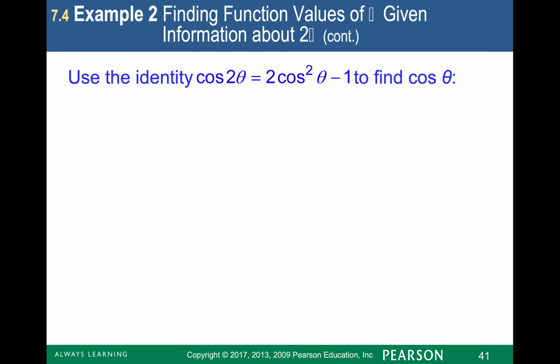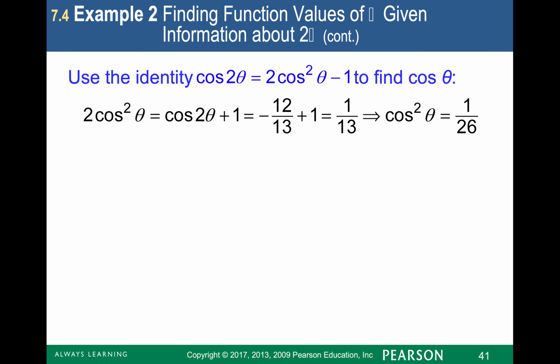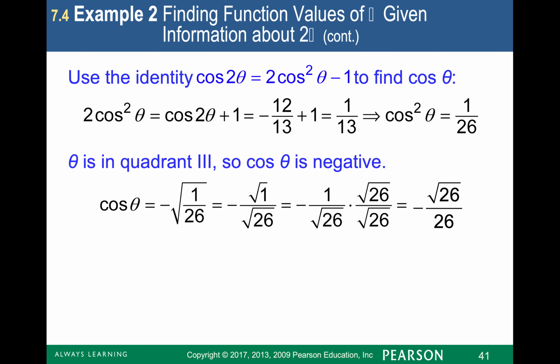Then I can take it a little bit further to find cosine because I have multiple options here. So I'm going to use this identity. I'm going to replace the cosine 2 theta value, and I'm going to solve for cosine. I know it's in quadrant 3, so my cosine is negative, and I'm going to rationalize the denominator.